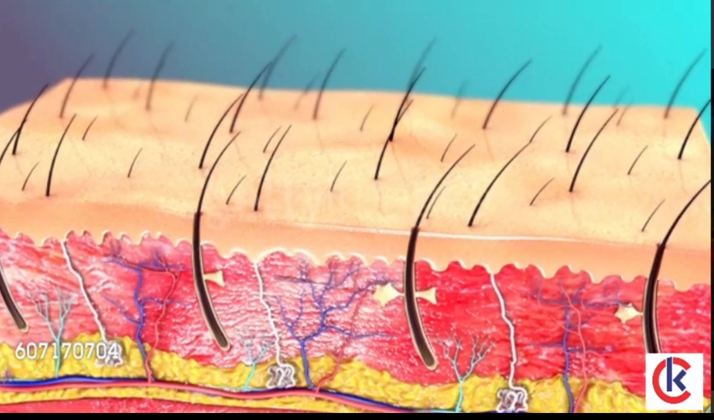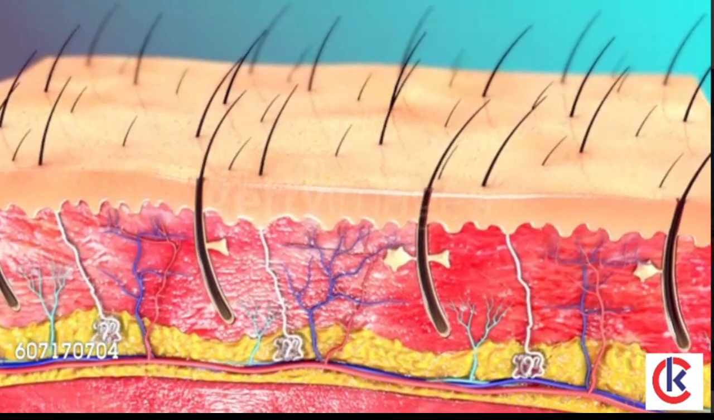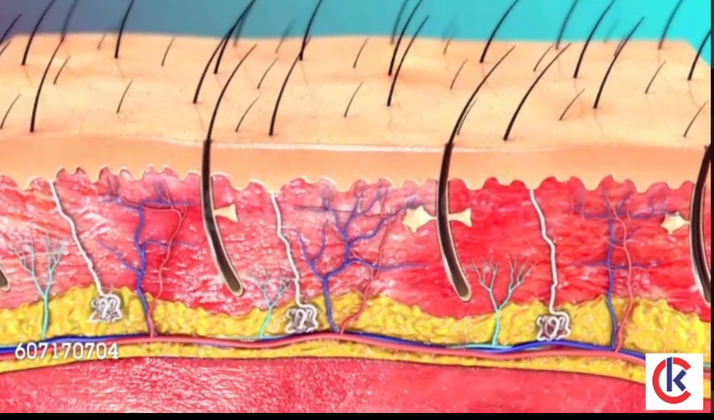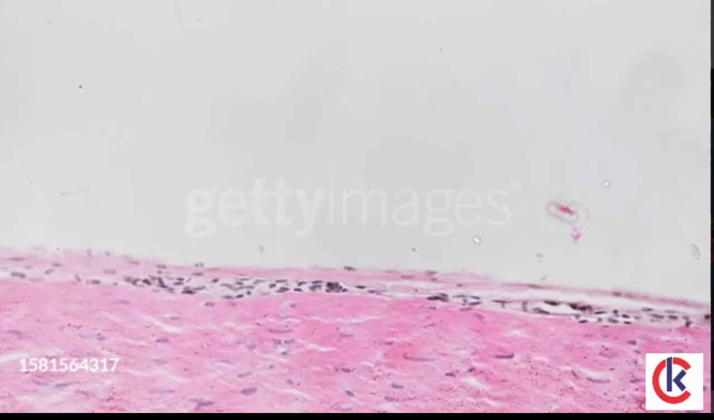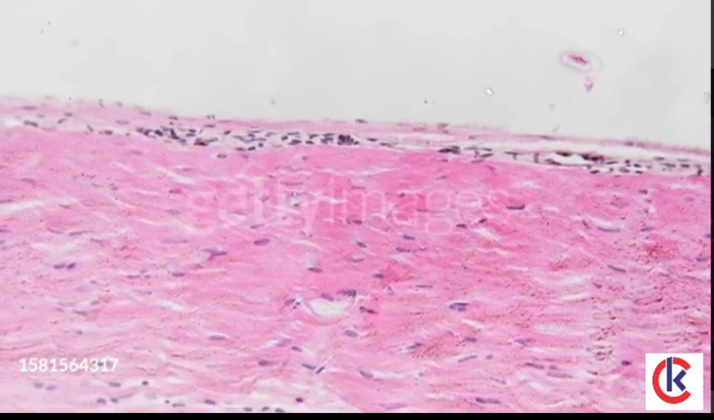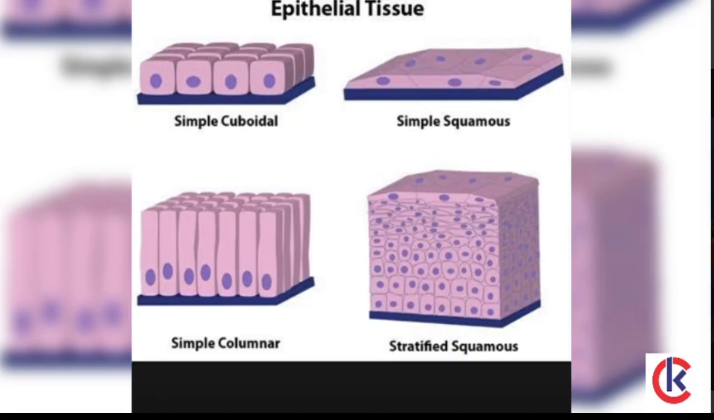This tissue has a free surface, which faces either a body fluid or the outside environment, and thus provides a covering or a lining for some part of the body. This tissue always rests on underlying connective tissue. Epithelium is the only tissue in which cells are always arranged in a uniform layer.